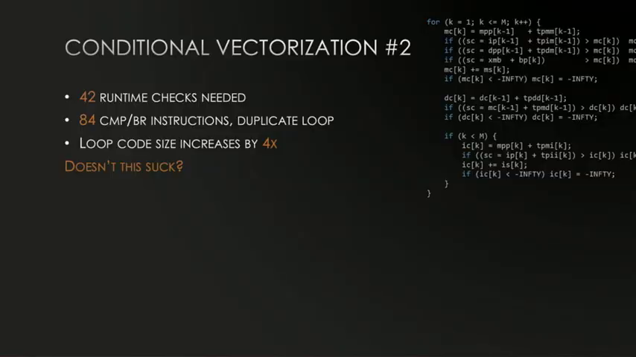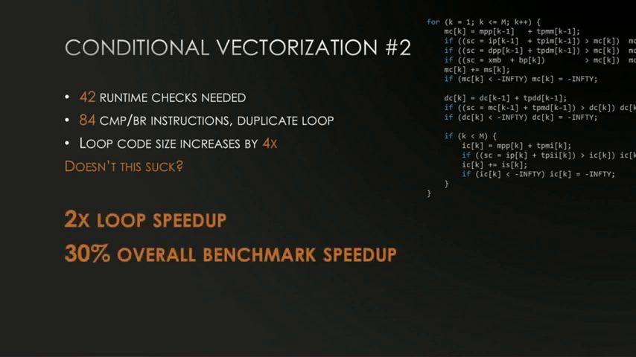2 pages. This is absurd. This is just plain stupid. This makes no sense. Why would we ever do something like this? Because it's faster. So the loop itself goes twice as fast, and it just so happens in this case that this particular loop is a large part of the benchmark. The overall benchmark actually speeds up by 30%.